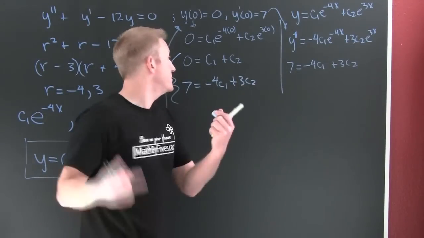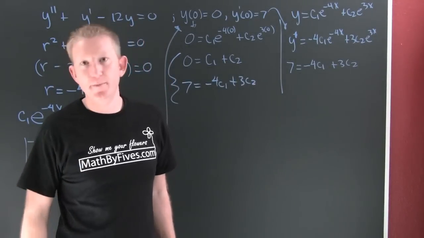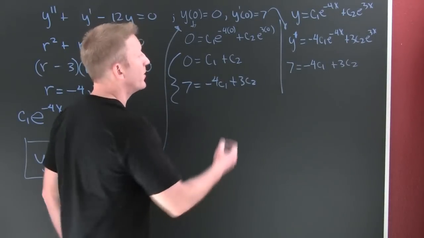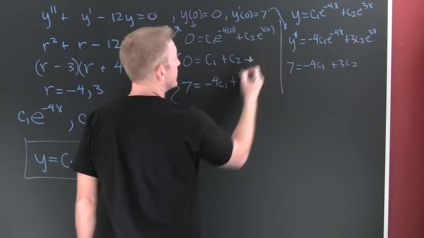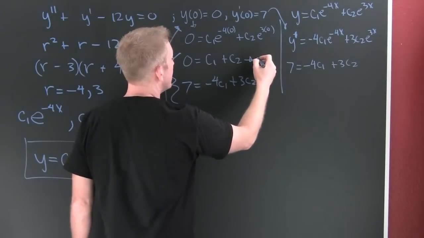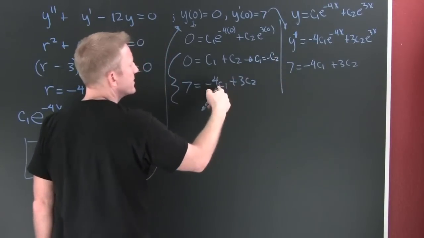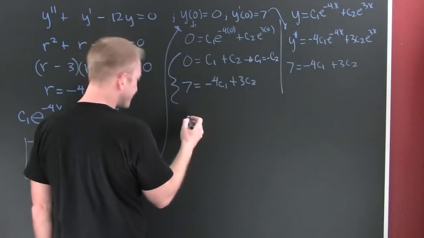Now what do you do? Two different ways we can go about it. We can use elimination or substitution. How do you want to do it? This appears that it wants to lend itself to substitution. So then this says that c1 is equal to minus c2. All right, so let's just plug that right in there.